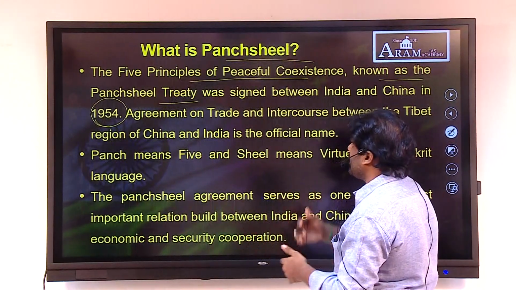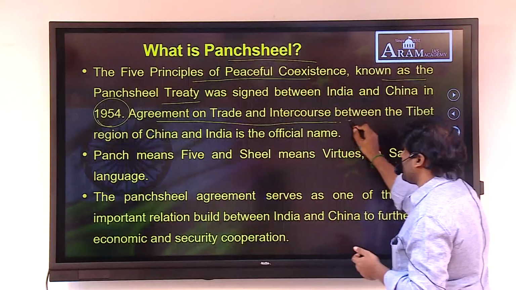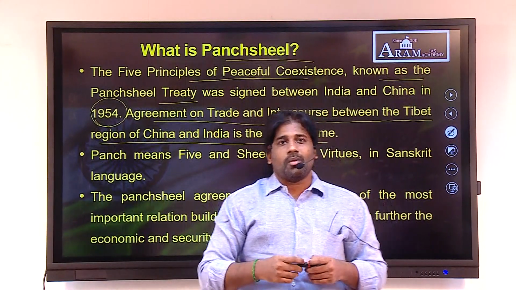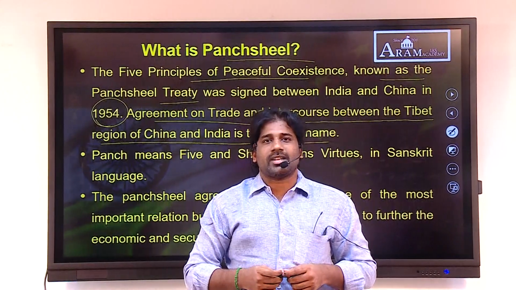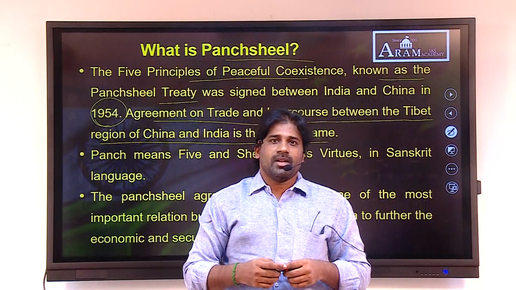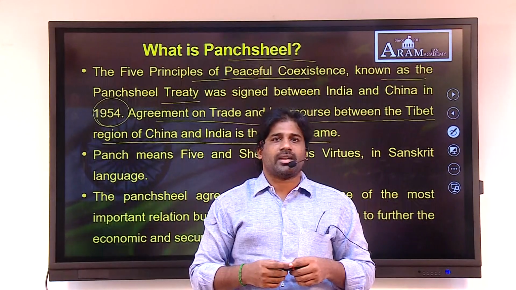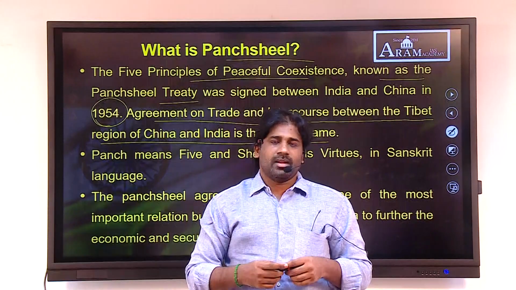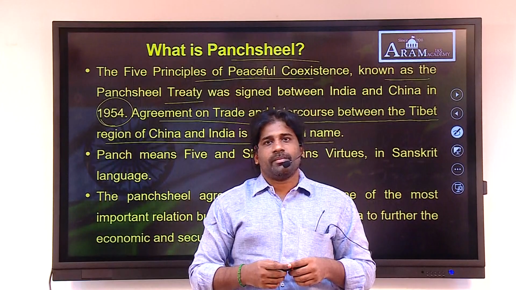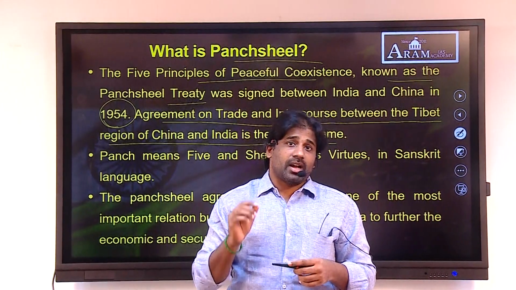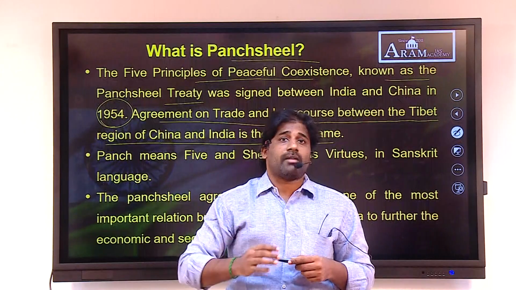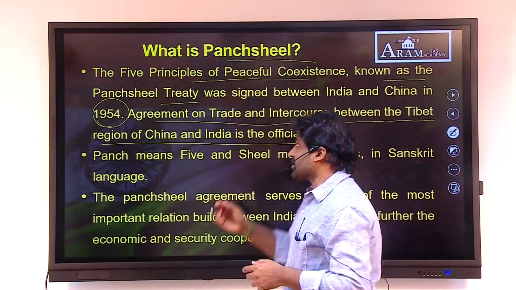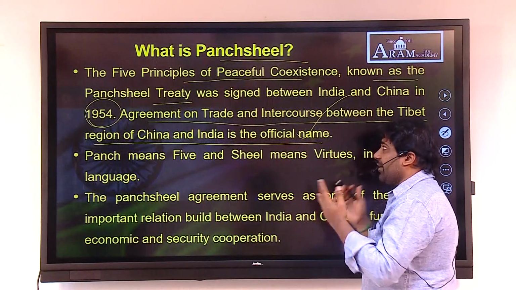Please note down, the actual name of the Panchsheel is not actually Panchsheel. It is actually a different name: Agreement on Trade and Intercourse between the Tibet region of China and India. Why such a name? Why is there no name called China in it and it is actually between India and Tibet? See, Tibet announced its freedom from China in the 1900s, but subsequently after the revolution by Mao in 1949, China took back Tibet. Hence, China clearly warned that India should not claim any sovereignty over the Tibetan region. Hence, this treaty was clearly between the Tibet region of China and India.